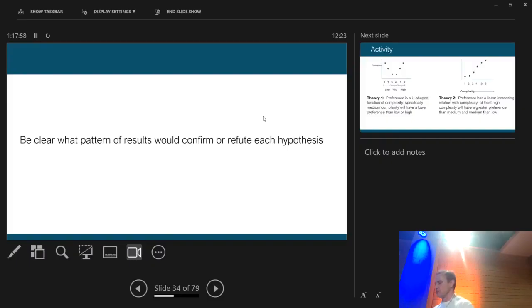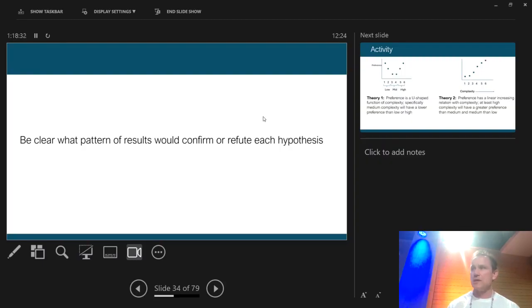Now, there's a final bit of inferential flexibility I want to mention before we take a break, which is to be clear what pattern of results would confirm or refute each hypothesis. This is something I also, as an editor, often need to push people back on. So they say, we'll do these tests, and if it's just one test, it might be clear: if the test comes out significant or it's a high Bayes factor, you conclude one thing, otherwise you conclude something else.